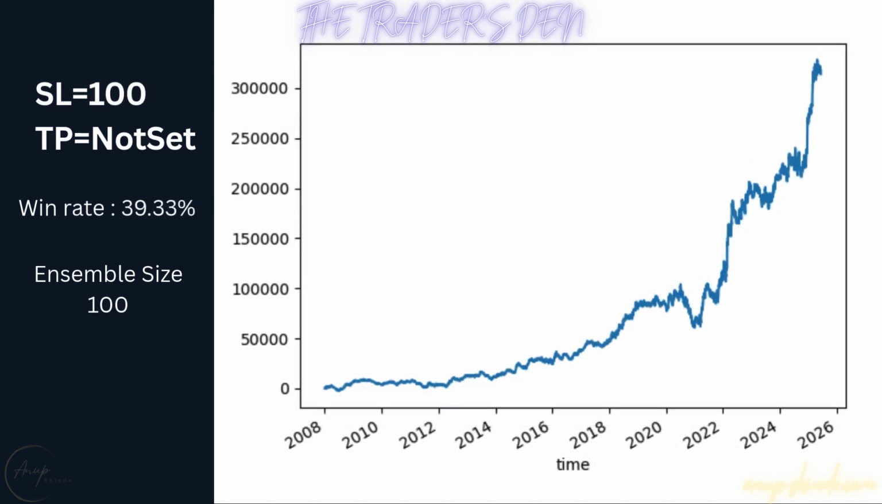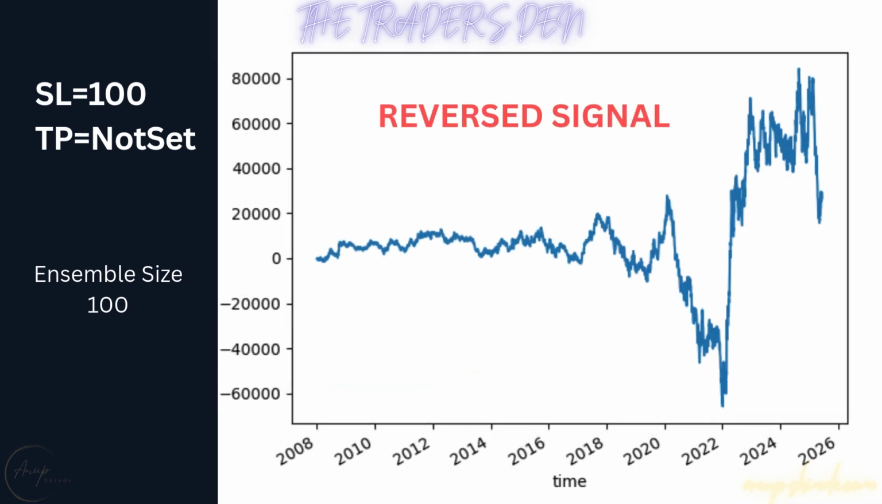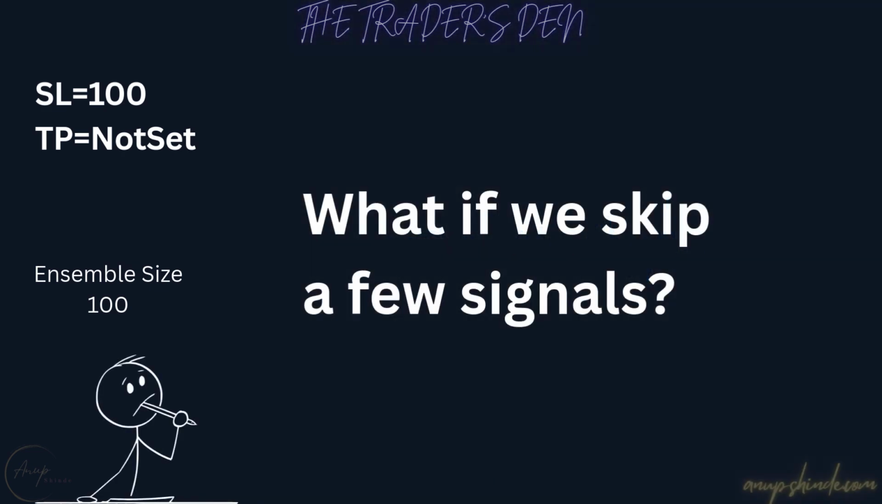But is this just the reward-risk magic? Let us go back to our first test with a stop at 100 points. What if we reverse the signal? Will it give the same performance? Well, it could have been. But it doesn't seem to be just the reward-risk magic only. What if we skip a few signals?